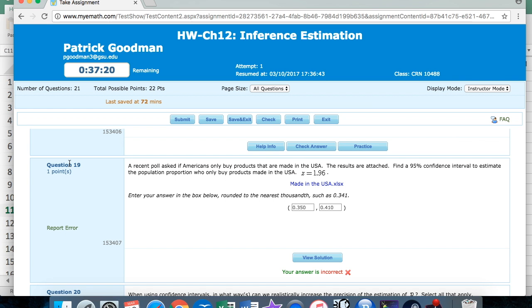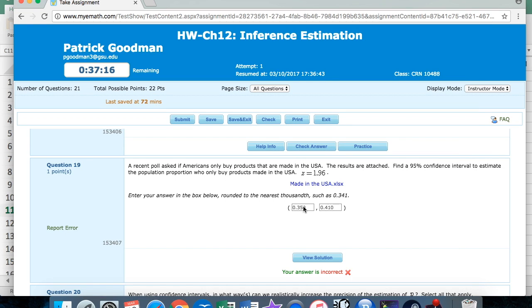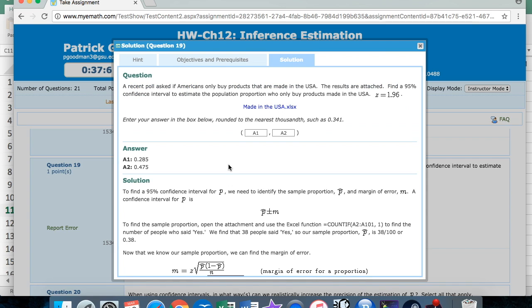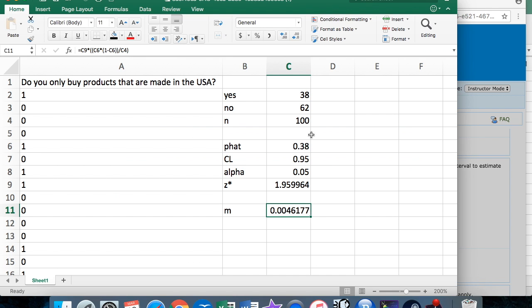0.0461 something. Okay, this is strange. It looks like I'm going to get the exact same one. So this could be an error. Trying to find a 95% confidence interval to estimate the population proportion who only buys products made in the USA. So this could be an error, possibly, because 2.85 and 4.75. So I mean that makes sense. Problem is though, it's going to be a lot smaller.